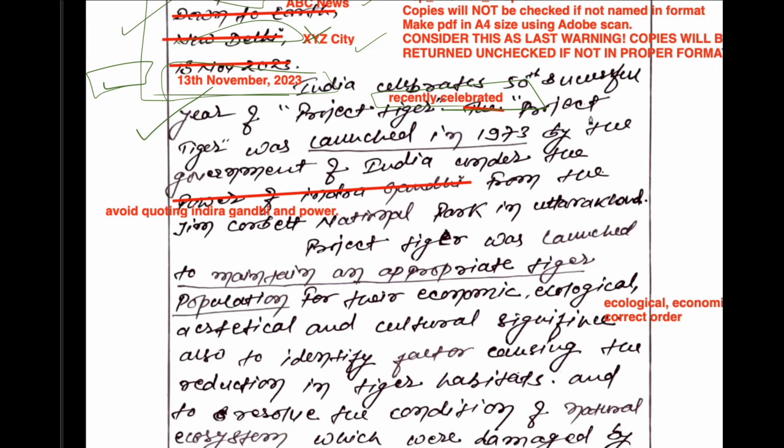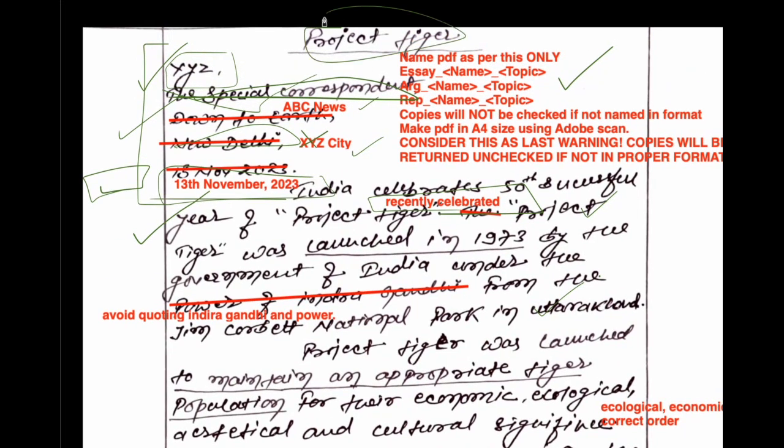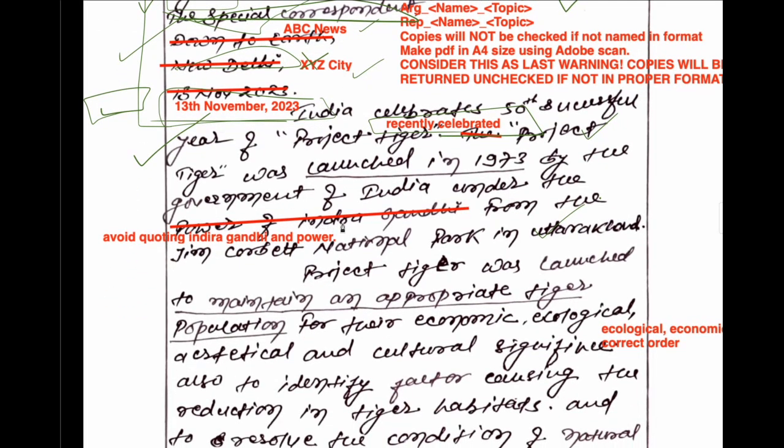Now, okay, you're writing about Project Tiger, a thing on environment. The topic is Project Tiger, but you're writing under the power of Indira Gandhi. He did not have to say it. He could have strictly avoided it. Or if he wanted to write Indira Gandhi, he could have said the then Prime Minister. Avoid quoting, and the word power is absolutely wrong. Please do not write in such language.